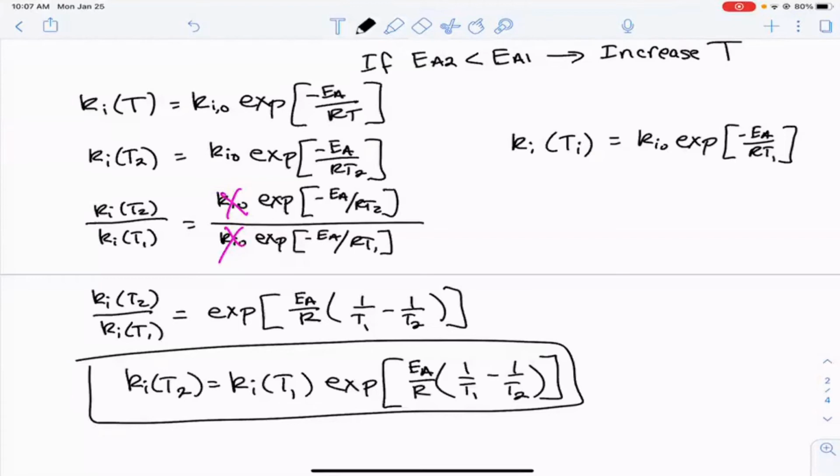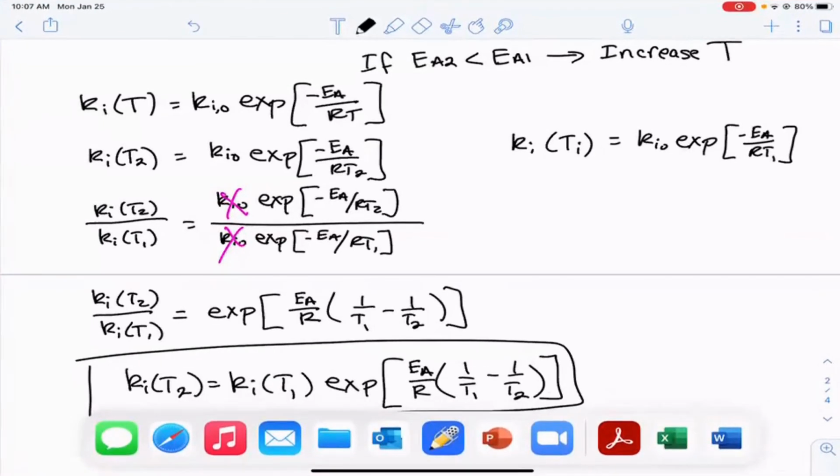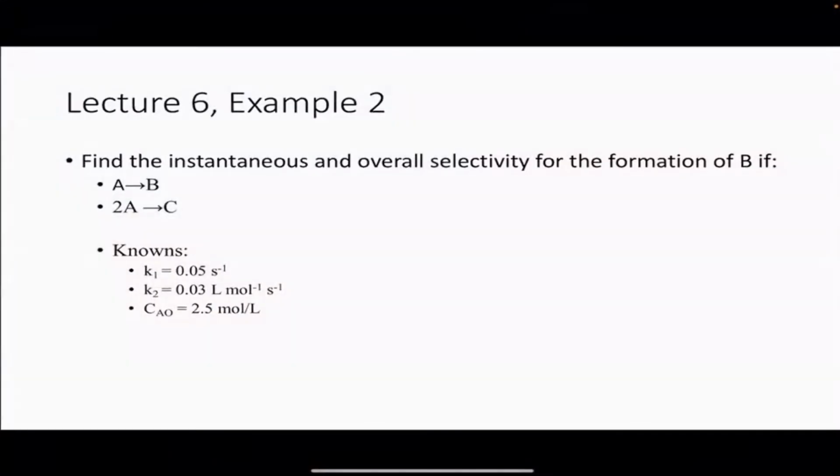Okay, so if that's the case, let's go ahead and move on to our second example today, all right? Example 2 asks us to find the instantaneous and overall selectivity for the formation of B if we know that A goes to B and 2A goes to C. We know that these reactions are elementary, and we also know their reaction rate constants and the initial concentration of A, okay?